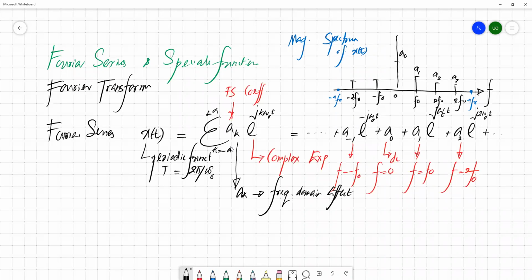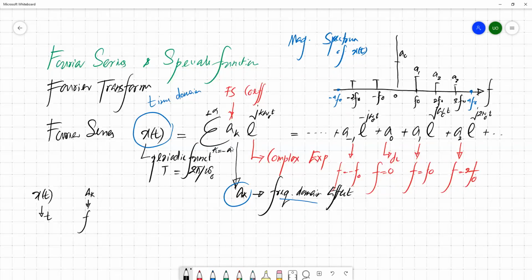So this is actually in time domain. So this is time domain signal. And once you evaluate this Fourier series, we can simply identify this a_k is the frequency domain contribution. So then we can basically claim that x(t) is in time domain and a_k is in frequency domain.